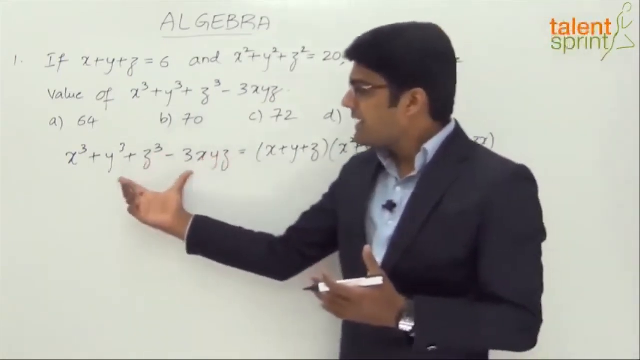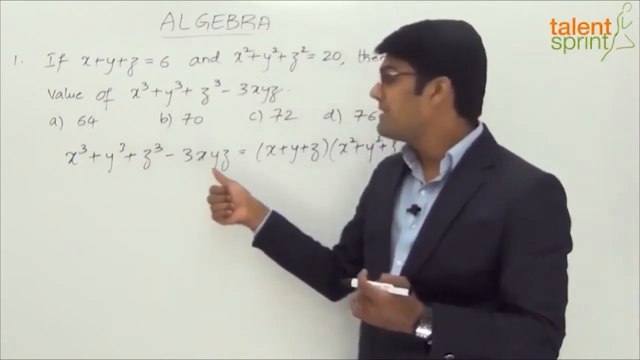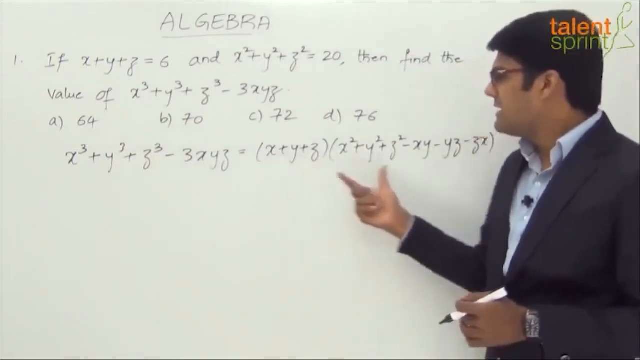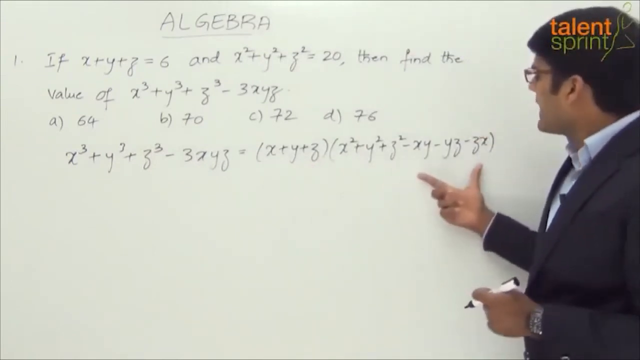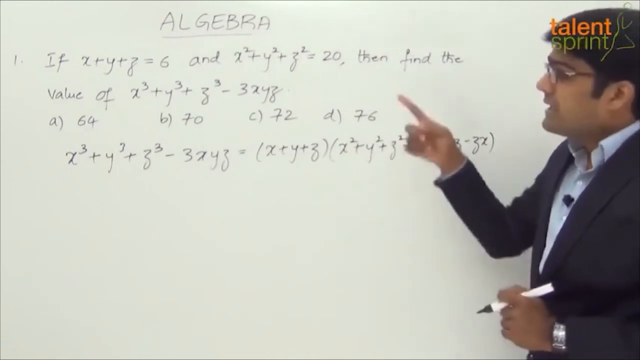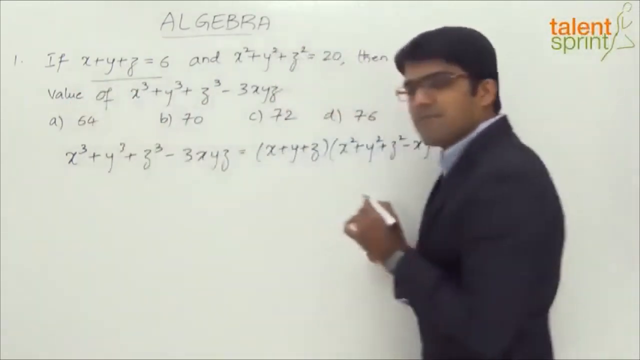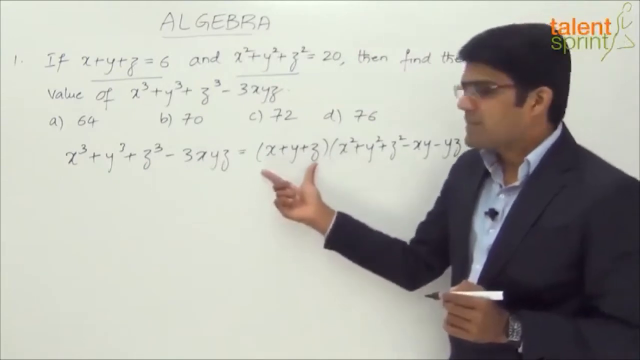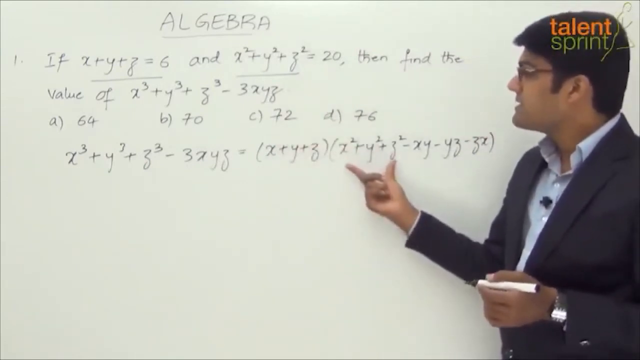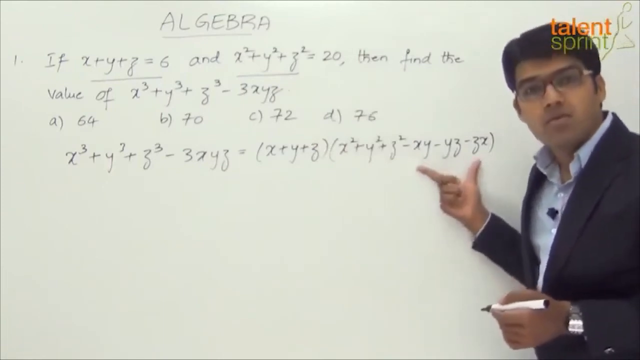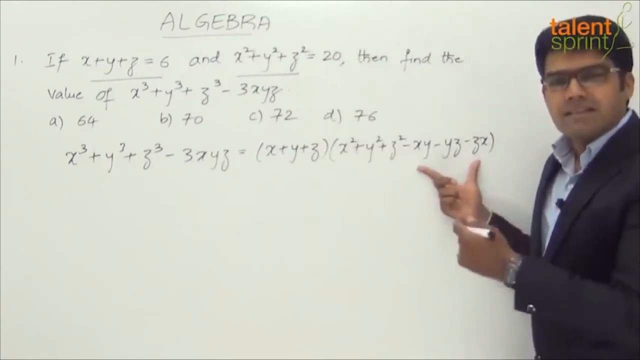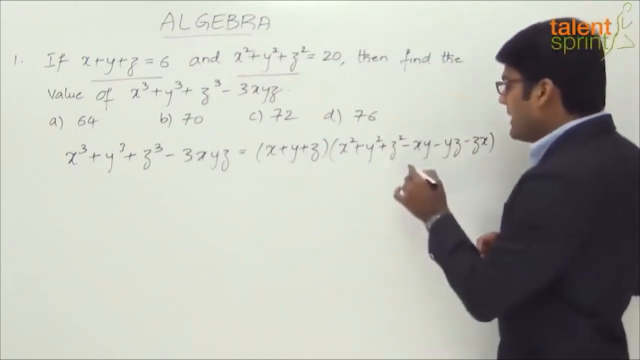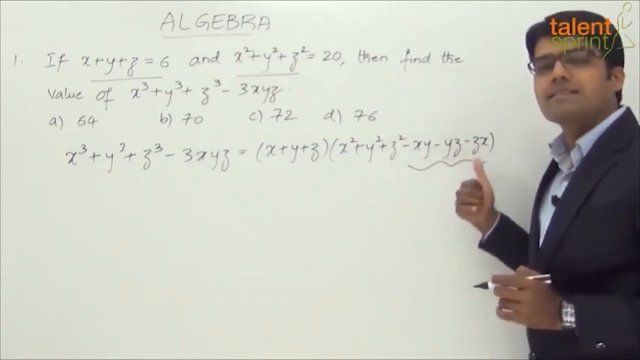All we need to do is find out the value of x cube plus y cube plus z cube minus 3xyz. Now if you look at the right hand side of this equation, we have x plus y plus z into x squared plus y squared plus z squared minus xy minus yz minus zx. In the given question, we already know the values of x plus y plus z, which is 6, and x squared plus y squared plus z squared, which is equal to 20. So x plus y plus z will be equal to 6, and x squared plus y squared plus z squared is 20. But we have no idea about what is minus xy minus yz minus zx, or if we take minus common here, we get xy plus yz plus zx. So let us first focus on finding out the value of this part, xy plus yz plus zx.